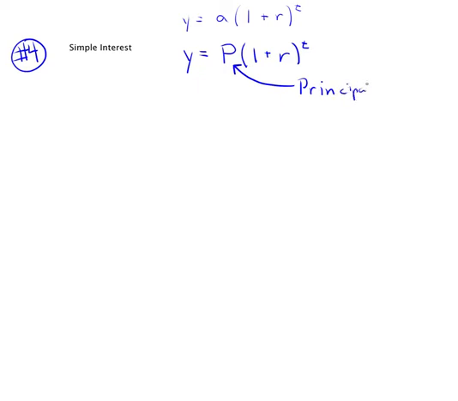So the principal, which is our initial amount, is the y-intercept, what you start with. We've got the 100%, and the R here is the annual interest rate. And the T stands for the time. Usually it's in years, because annual means yearly.